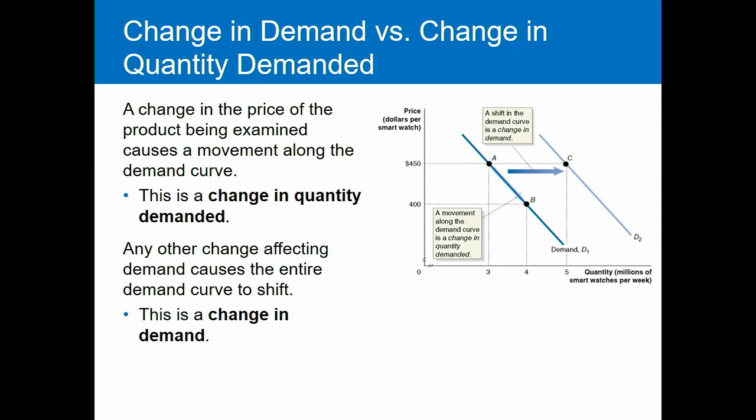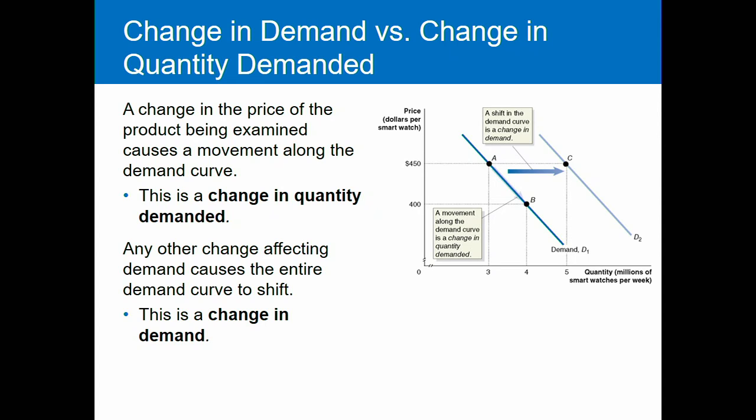All right, and now that we've talked about this, it's important to make sure we get our vocabulary right when we're trying to describe this. So the difference between a change in demand and a change in the quantity demanded. Remember, a change in the price of a product causes movement along the demand curve. So this is the initial demand curve. If we change the price from 450 to 400, we'll shift from point A to point B. So we'll move along the demand curve. That's a change in the quantity demanded.